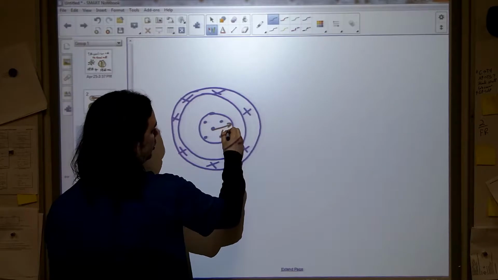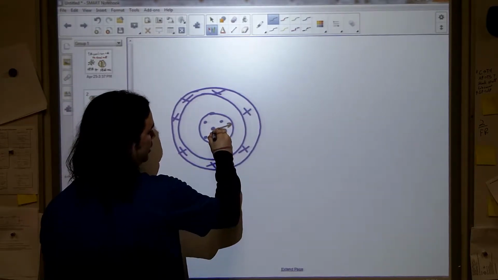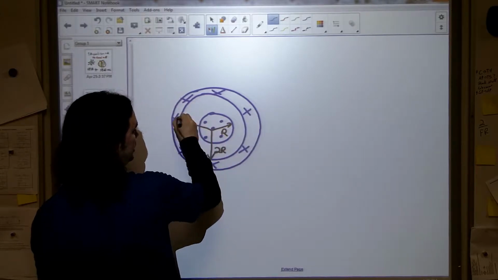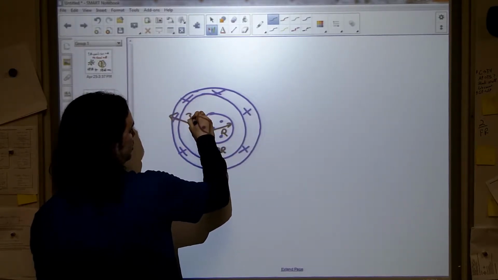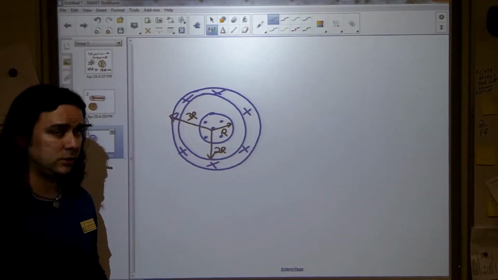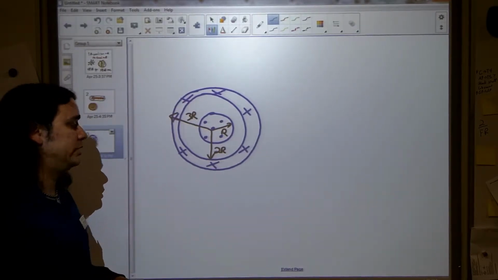The inner wire, we're going to say, has a radius of r. The radius out to here, we're going to call 2r, and the radius out to the outer edge is going to be 3r. Now, in real life, I don't think those are the actual dimensions of a standard coaxial cable, but we're going to go ahead and do that.